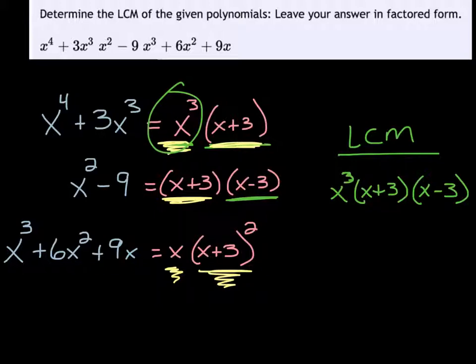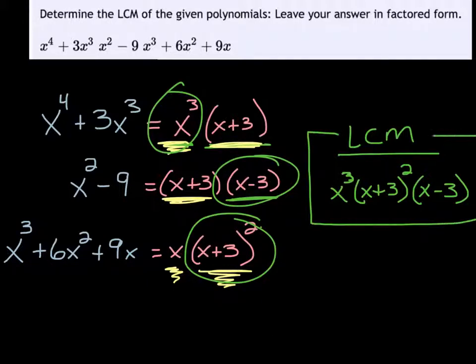And then for x squared, or sorry, x plus 3, it shows up in all 3 of these, but the largest representation here is when it shows up twice down on this bottom, and so we're going to use 2 of the x plus 3's. And then the x minus 3 only shows up once, and it's only represented once, and so we're going to leave it to the first power. Then this is your least common multiple.